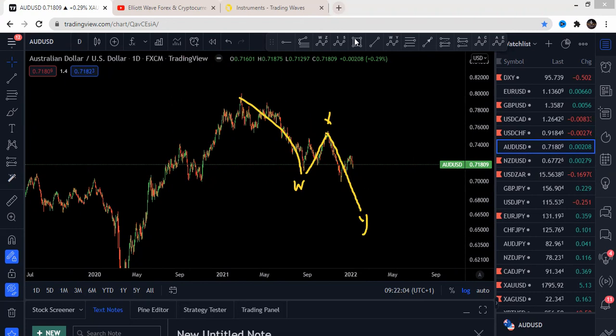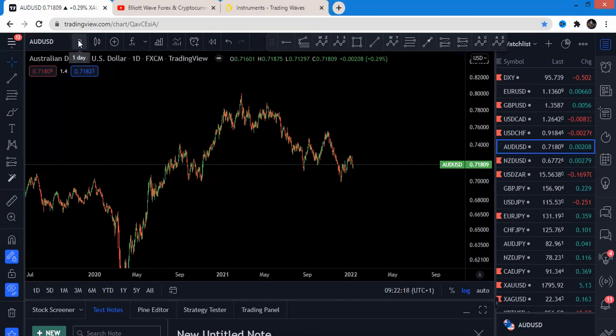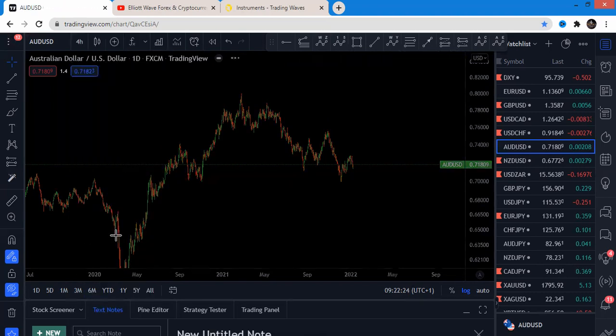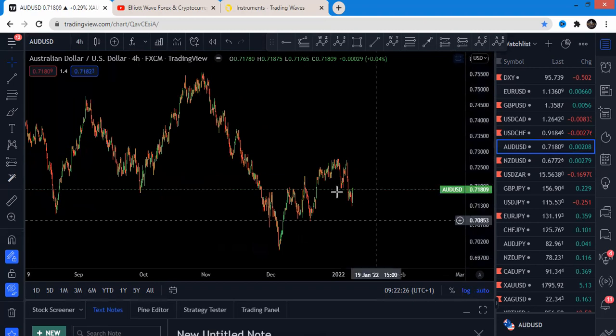But do not come and rush here. You need to get confirmation because this can be an even deeper corrective structure here in 3 waves before it pushes to the downside. And especially as we're seeing that the US dollar is showing weakness, not the euro showing strength. The US dollar is showing some weakness. So let's have a look at this on the 4-hour and see what the possibilities here are.